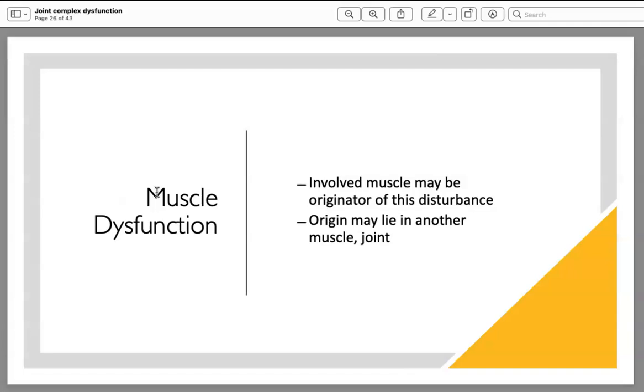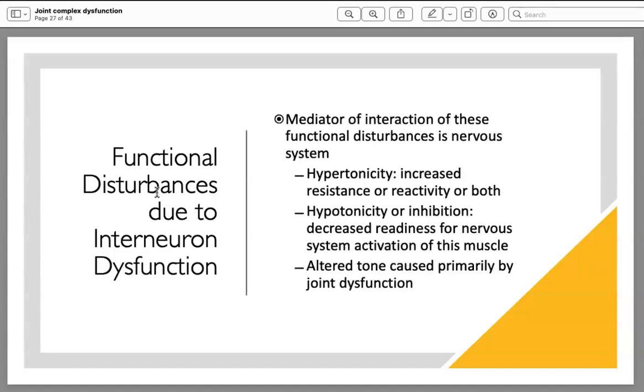But muscle dysfunction overall, whether it be the involved muscle or a compensatory muscle, can be the originator of some sort of joint dysfunction or disturbance as well. We can have levels of hypertonicity, so muscle that has over time increased in tone. We talked about this in CP3. So that muscle is going to be resistant to movement or reactivity or both.